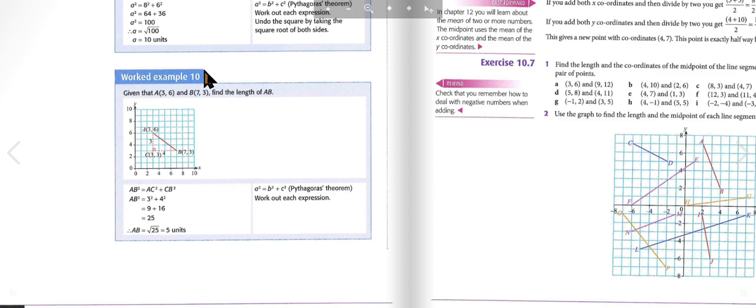Worked example 10. Given that A is the coordinate (3, 6) and B is the coordinate (7, 3), find the length of AB. So AB squared equals AC squared plus CB squared, with C being a point right here, so that AC and CB meet each other at a right angle. So AB squared equals 3 squared plus 4 squared, or 9 plus 16, which is 25. Therefore, AB is the square root of 25, or 5 units. It is 5 units long.